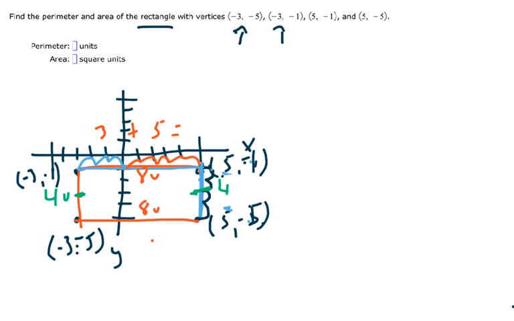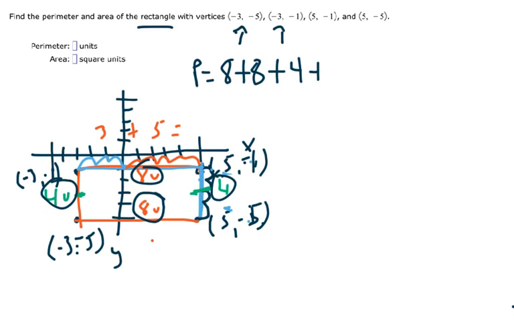So hopefully you remember, for perimeter we're going to add the 4 sides. 8, 8, 4, 4. Perimeter equals 8 plus 8 plus 4 plus 4. Well, 8 plus 8 is 16, plus 4 is 20, plus 4 is 24. So our perimeter is 24 units.